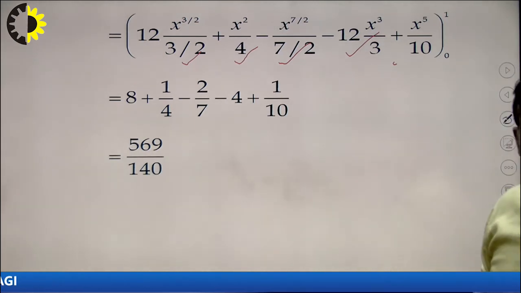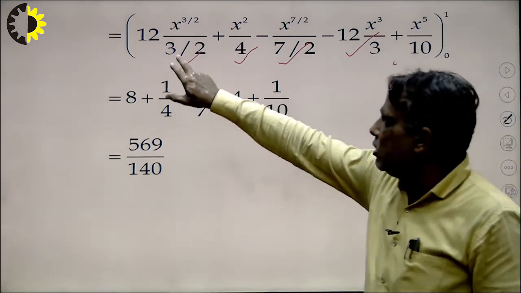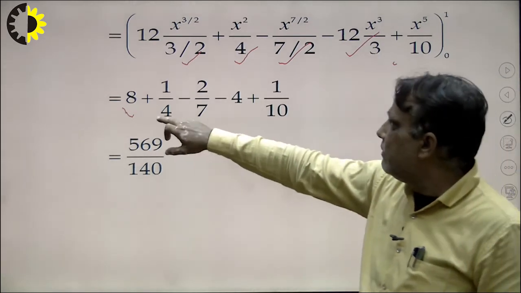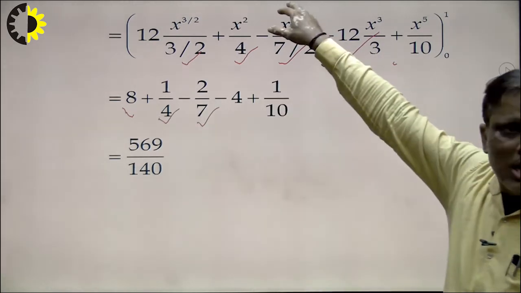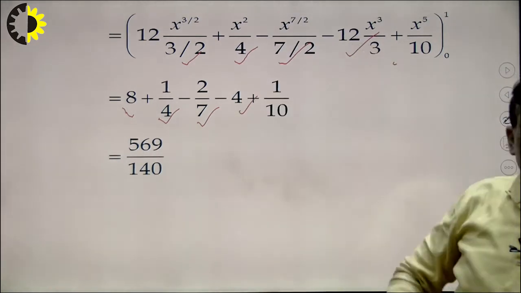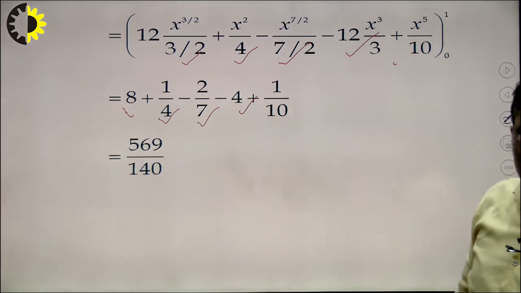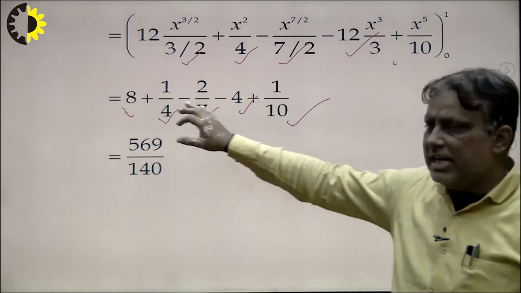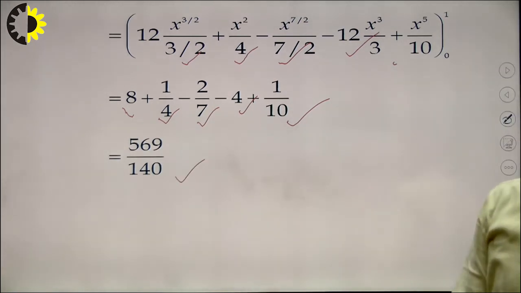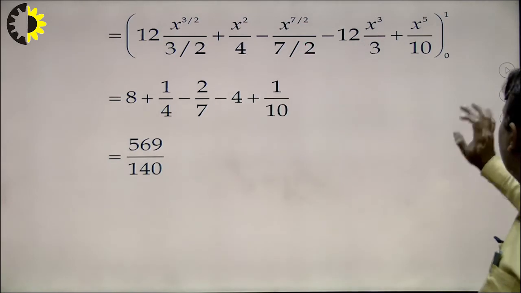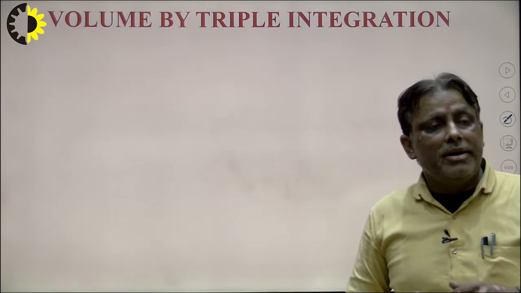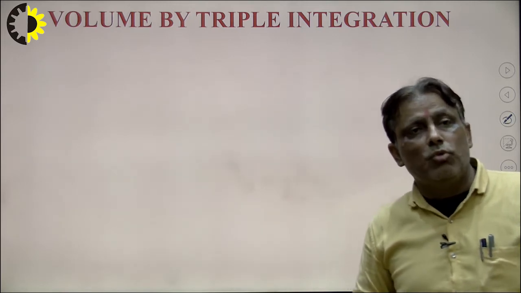So what will be the conclusion here? We see very carefully. This 3 goes outside, and 3 4s are 12, that is 8. In this way, this will be 1 by 4, this will be 2 by 7 because 2 goes to the numerator. This value is 4 because 12 divided by 3 is 4, and this is 1 by 10. Suppose we take the LCM of this portion, then the conclusion will be 569 upon 140. So in this way we can find out our volume with the help of the given diagram by using the double integration. Now the question is how to calculate the volume by using the triple integration.